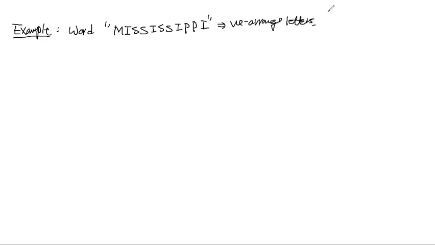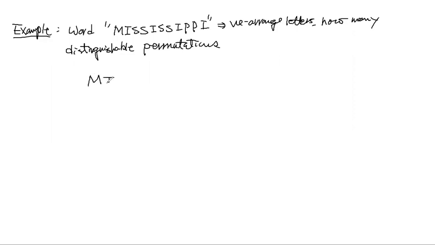okay, how many distinguishable permutations am I going to have? Okay, so let's write the letters down first. So this is Mississippi. Okay, so first things here, let's try.